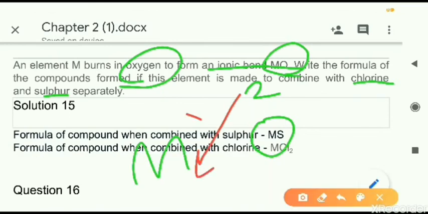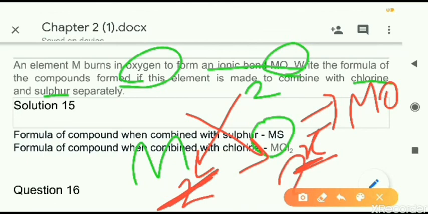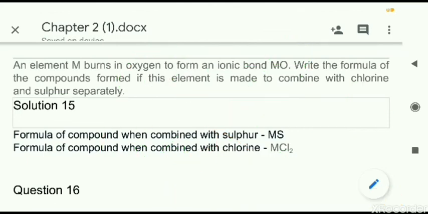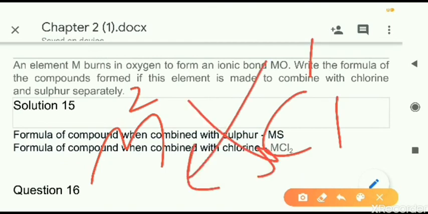What we are doing is transposing this. 2 will come here and something will come here, let us say x. Now the answer coming here is MO, that means no number is coming, that means this 2 has been cancelled, and 2 can be cancelled by 2 only. That means the valency of M is 2. Because the valency of M is 2, now we can find the formula with chlorine and sulfur. So M valency 2, and chlorine valency is 1. You can transpose this, and the formula will come MCl2.